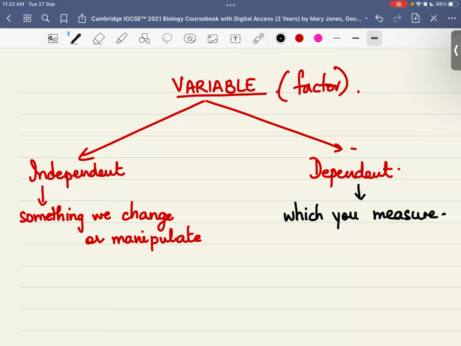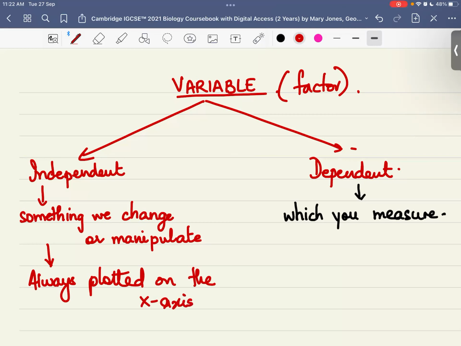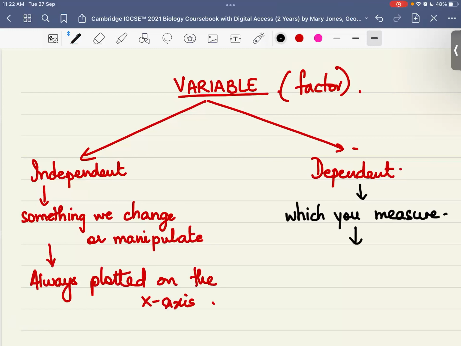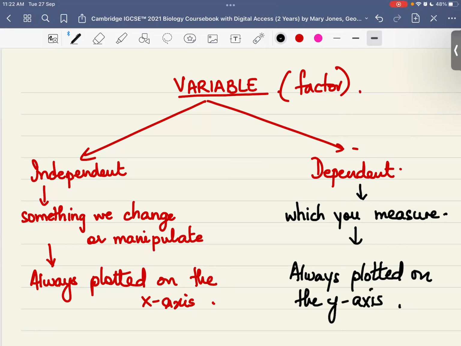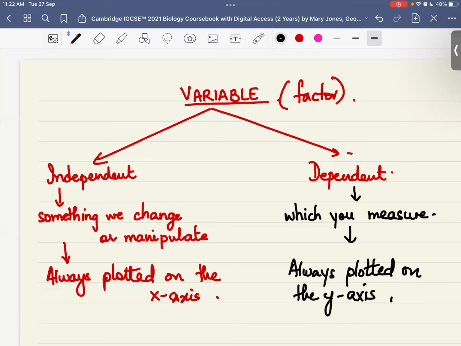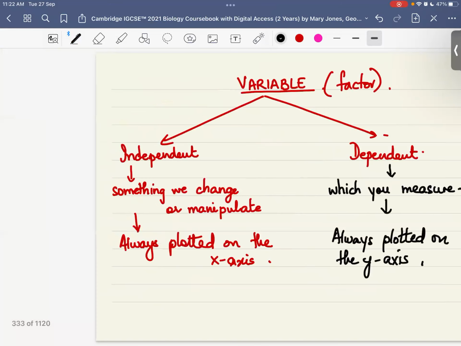And the independent variable is always plotted on the x-axis, and the dependent variable is always plotted on the y-axis. So I hope that's clear. Yeah, it is. Going back. So what is your experiment saying?